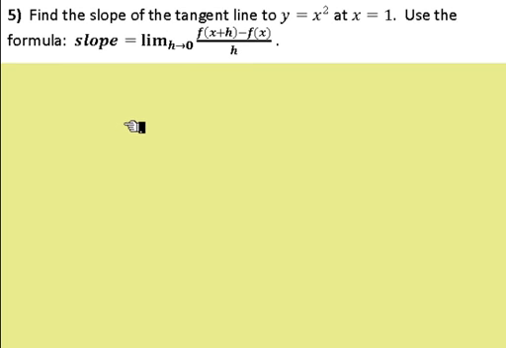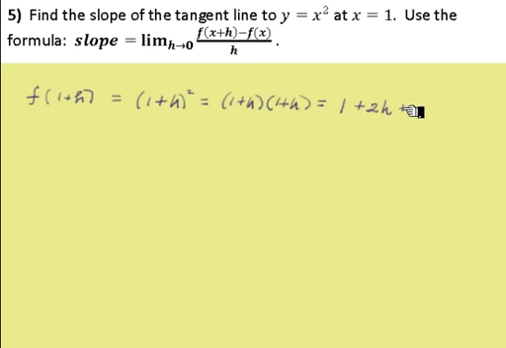In number 5, we want to find the slope of the tangent line to y equal x squared at x equal 1. And we're asked to use this form of the slope formula. All right, so let's first calculate f of x plus h. In our case, x is equal to 1, so we're doing f of 1 plus h. So that would be just substitute into x squared, that's 1 plus h squared. We're going to FOIL that out. And that's equal to 1 plus 2h plus h squared.